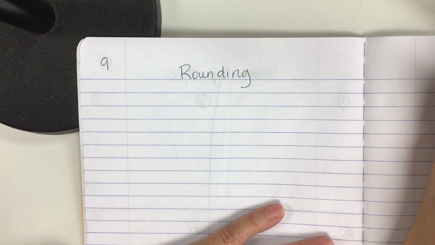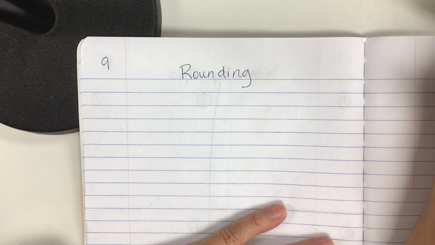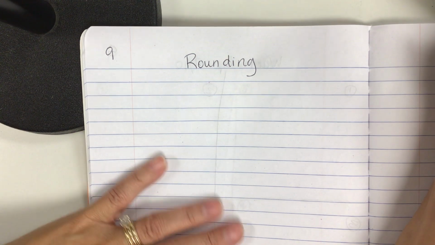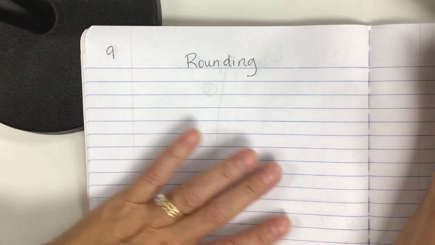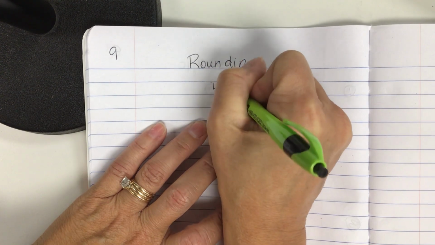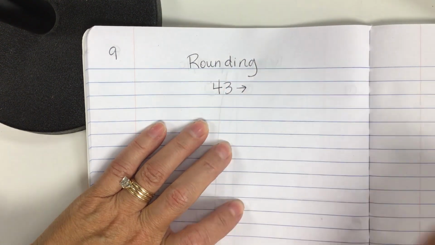Hello. Today we are going to review rounding to the nearest 10 and then use what we know about rounding to the nearest 10 to learn how to round to the nearest 100. So let's review what we know about rounding to the nearest 10. Let's say that we have been asked to round the number 43 to the nearest 10.